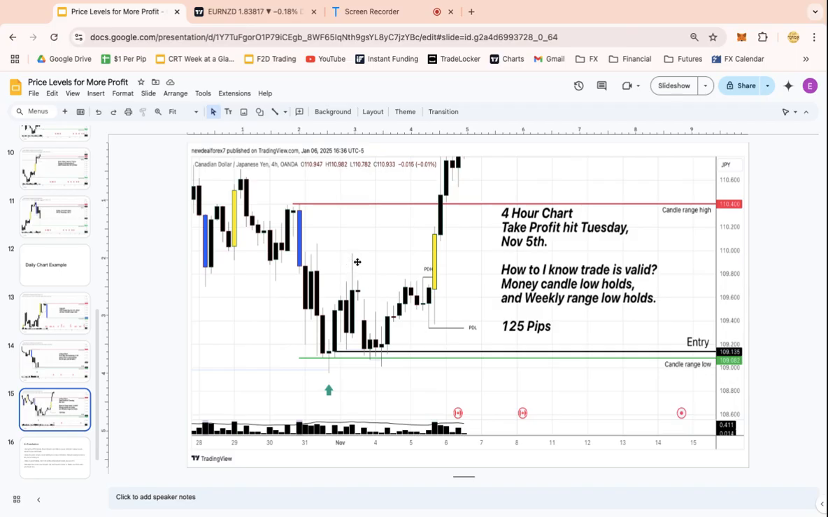You could have got out at the middle of the range, or if you wanted the whole thing, it ran up about 125 pips. Half of that, was that, like 70, 65? I'm not a big math person, but whatever half of 125 is, that was the halfway part of this range as well. Take profit hit Tuesday, November 5th. So as long as the range holds, the trade is still valid. So don't let the retraces scare you.